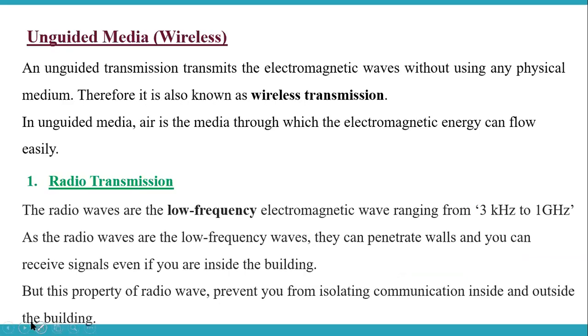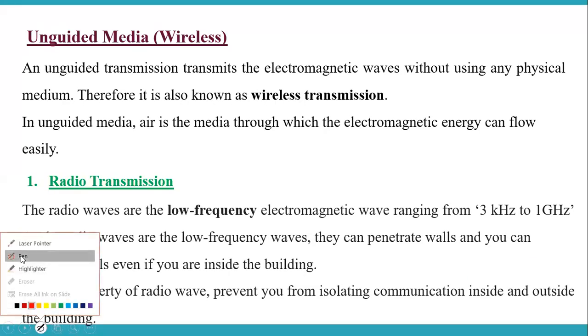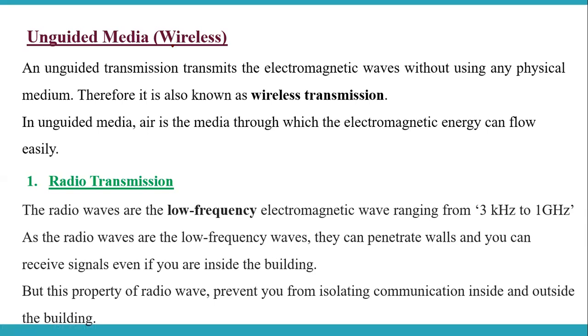So, अब आएगा हमारा unguided media, that is wireless media, ठीक है। So unguided transmission is used for transmitting the electromagnetic waves without using any physical medium, मतलब यहाँ पे आपको कोई भी physical medium नहीं है, you are just using your electromagnetic waves for traveling or transmitting your messages, so it is also known as wireless transmission. So in unguided media, air is the media through which electromagnetic energy can flow easily.